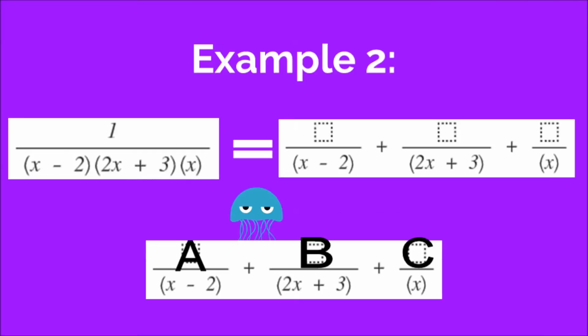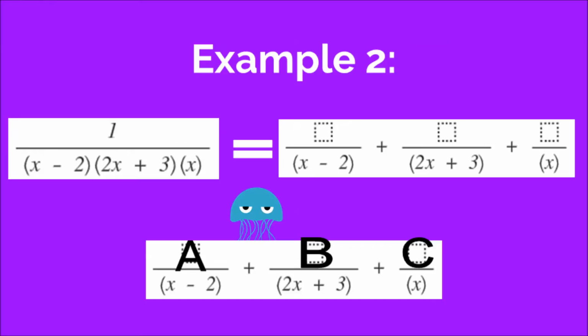Now, let's look at another example. In this situation, we have 1 divided by the quantity x minus 2 times the quantity 2x plus 3 times x. Now, in this situation, we have three distinct linear factors in the denominator. We have x minus 2, 2x plus 3, and x. And just like we did in the previous example, we're going to break them all up into their own fraction, where we have nothing in the numerator for now, and we just put each distinct linear factor in the denominator. And make sure to add them. You must add them. That is something you must memorize how to do.